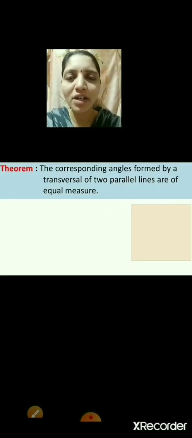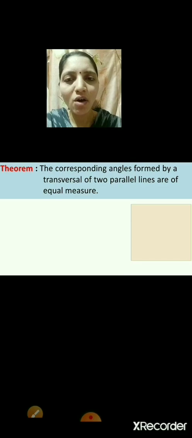We are learning parallel lines. In the previous session, we have learned the different properties of parallel lines and the theorem based on those properties. So let's take a quick revision of the previous session.